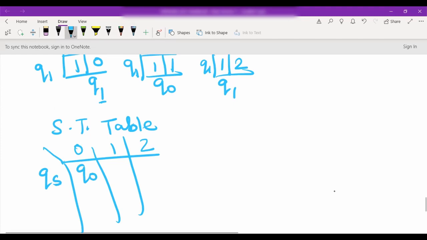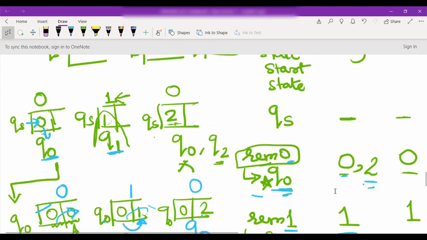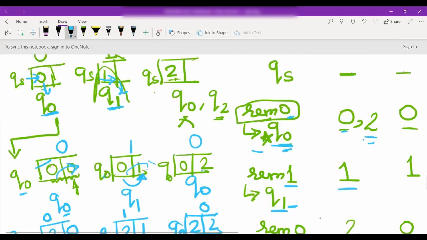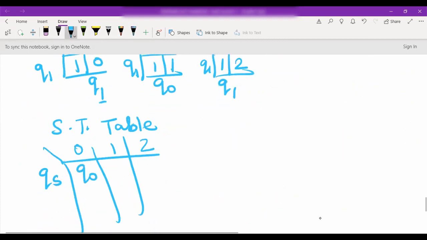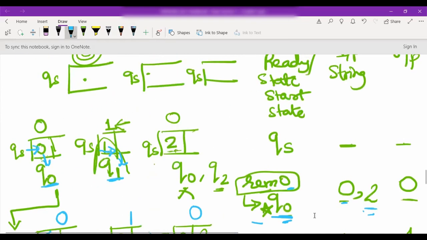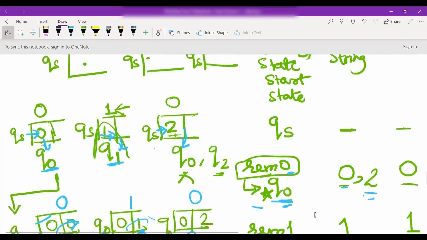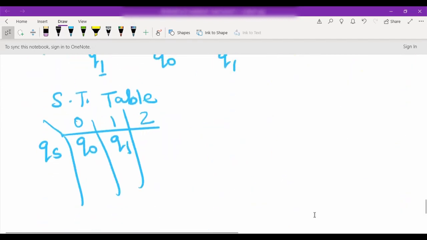QS on 1, where is it going? QS on 1 is going to the Q1 state. So we'll write that. Now QS on 2, where is it going? QS on 2 was going to the Q0 state. So we'll write here QS on 2 is going to Q0.